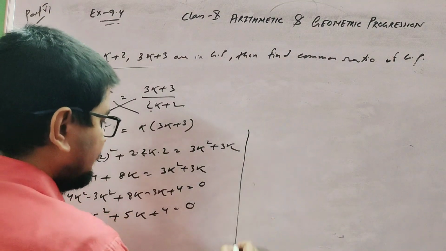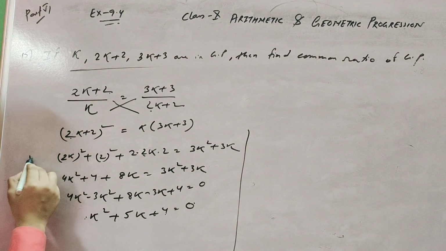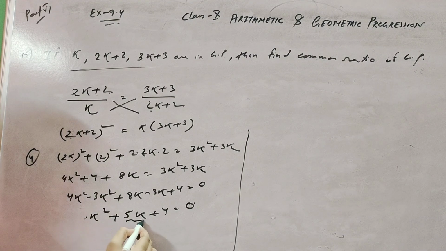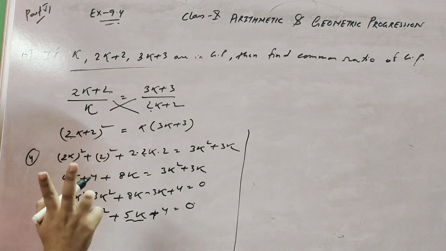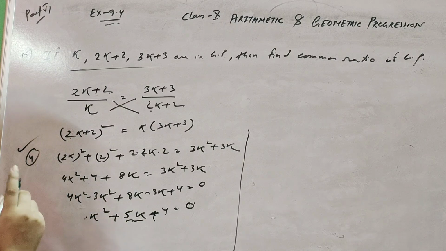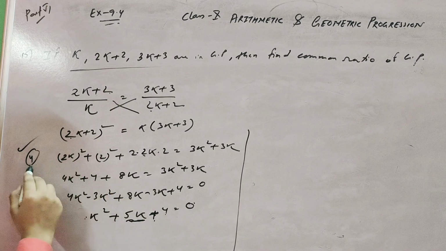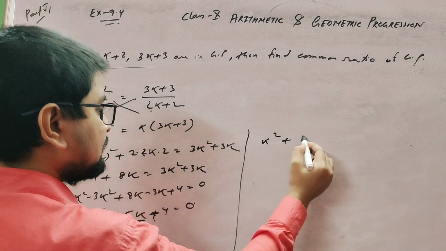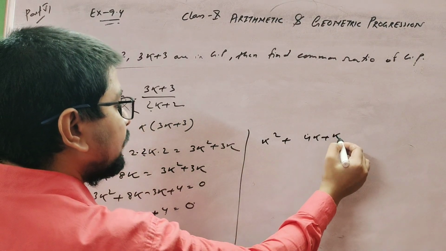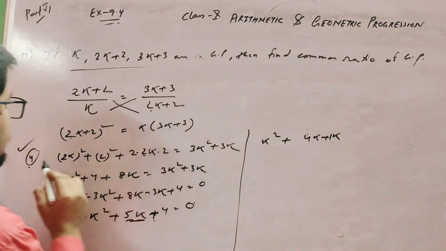Okay, we know that for the middle term factorization, we multiply the first number and last number. What is the first number? 1, and the last number is 4. So 1 into 4, that is 4, and the middle number is 5. So write two numbers such that when you add them you get 5, and when you multiply them you get 4. So in k square, in place of 5k we write 4k plus 1k, that is 4 plus 1 equals 5, and 4 into 1 is 4.